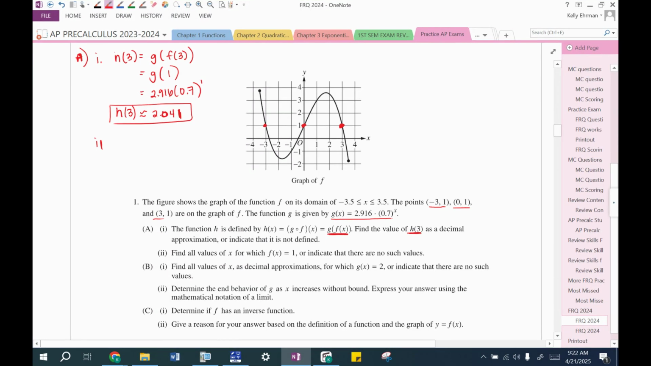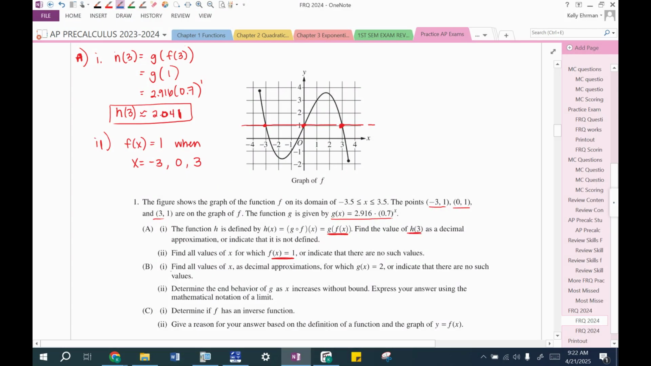Part 2 says find all values x for which f of x equals 1 or indicate that there are no such values. So they kind of gave us this answer by identifying these 3 points. There's not really work to show, but I don't like just saying my answer. I like to have something. So I'm going to say f of x equals 1 when x equals negative 3, 0, and 3. I believe you can list your answers out with commas like that. I don't think there's any problem with that.